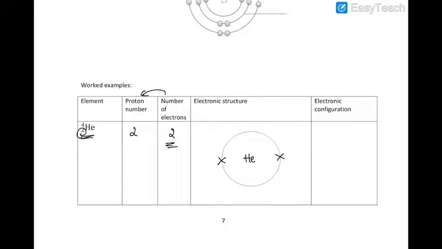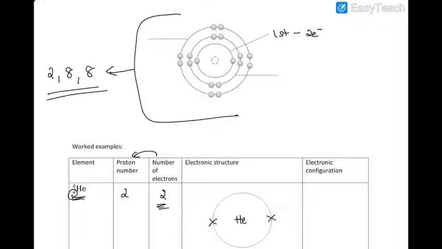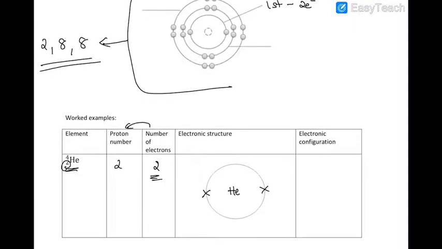For us to write the electronic configuration, we'll just write the number of electrons in each shell separated by a comma. So let's say for this diagram, the electronic configuration would be first shell has 2, second shell has 8, third shell has 8. This is how we write electronic configuration. For helium, the electronic configuration is just going to be 2, because that's just 2 electrons.